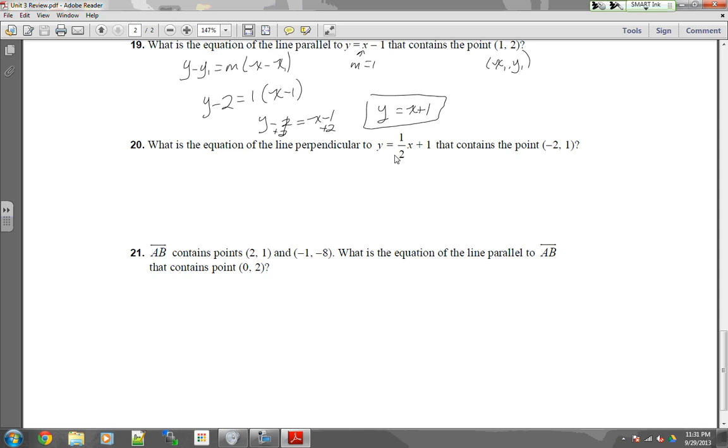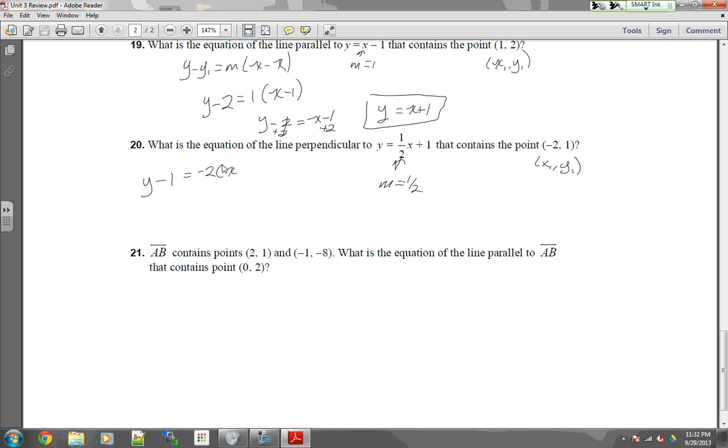Now we just have to solve for the variable. So y minus 1 equals, now since it's perpendicular, we're going to have to take our opposite reciprocal. So the opposite reciprocal of 1 half is negative 2 times x minus negative 2, which will be x plus 2. So our equation is y minus 1 equals negative 2 times x plus 2.